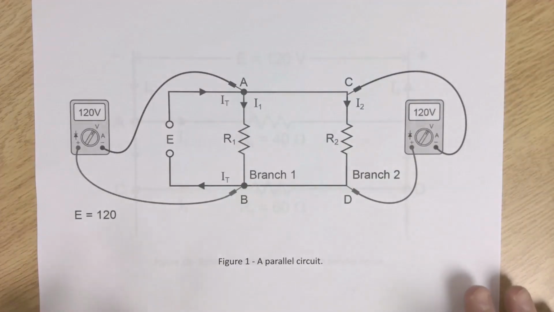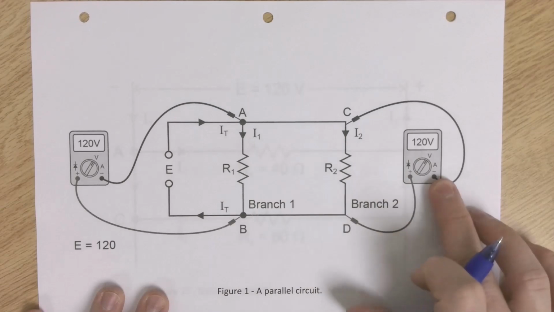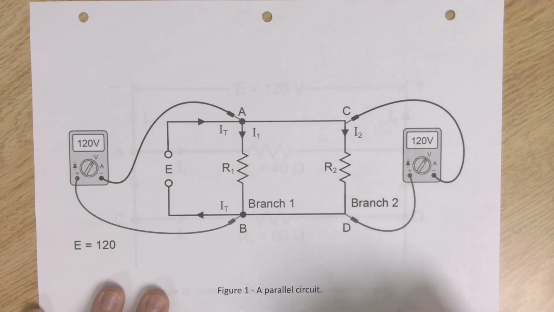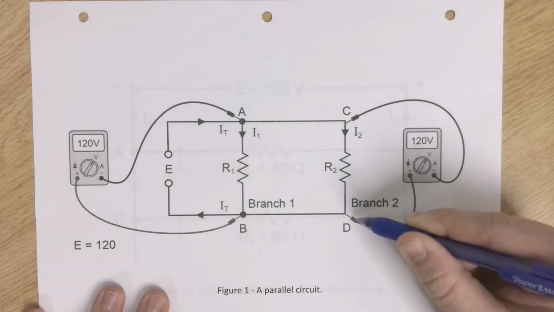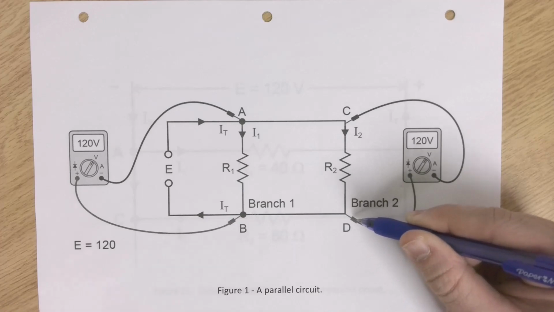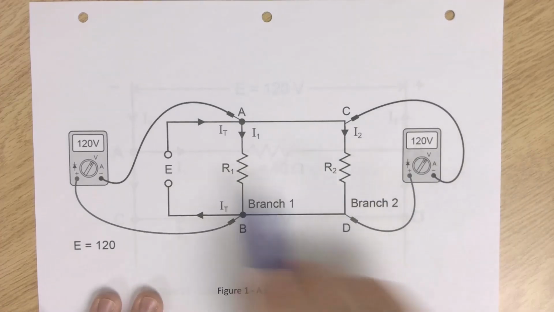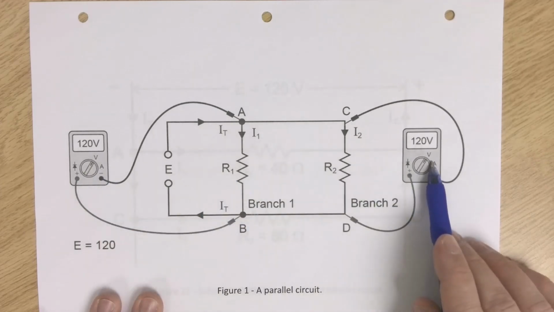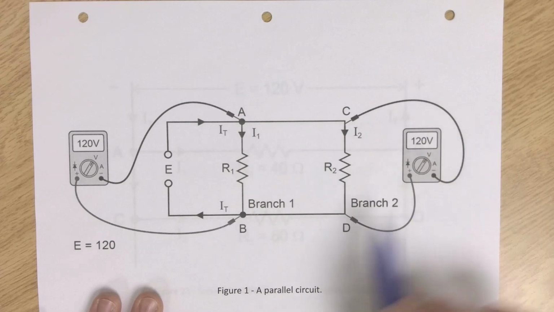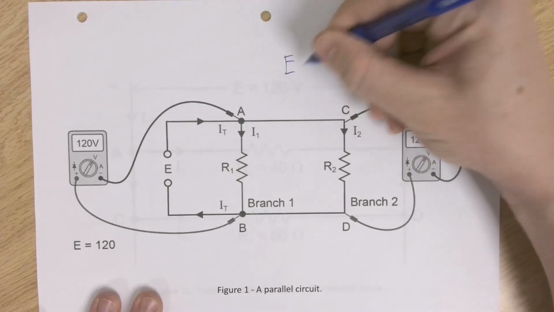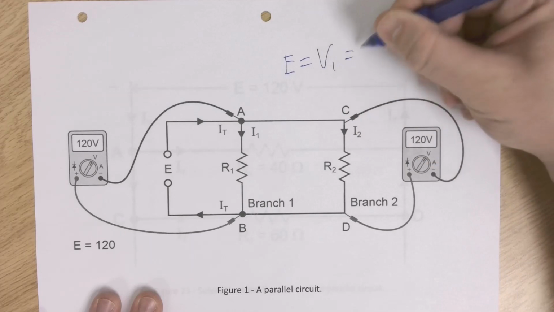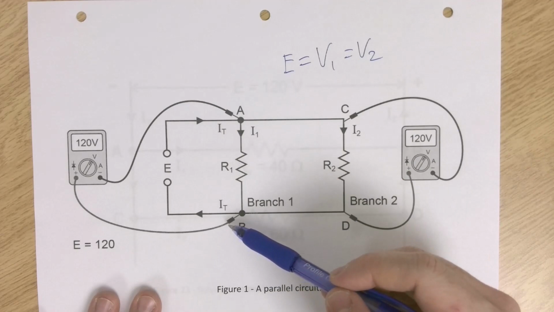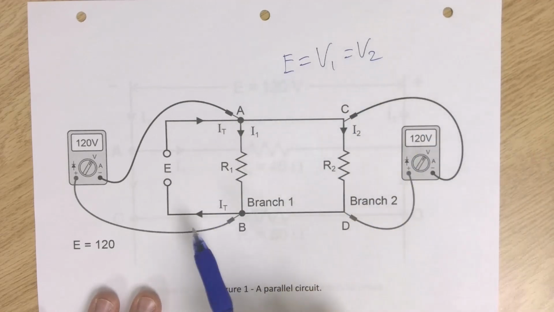Whereas voltmeters, or a multimeter set to measure voltage, you're going to hook up in parallel. And as you see, these two meters are reading the same amount of voltage because they're hooked up in parallel. In parallel, if you remember from that first diagram, E equals V1, which equals V2. So if you hook up these voltmeters in parallel anywhere in the circuit, it's going to read the same voltage.